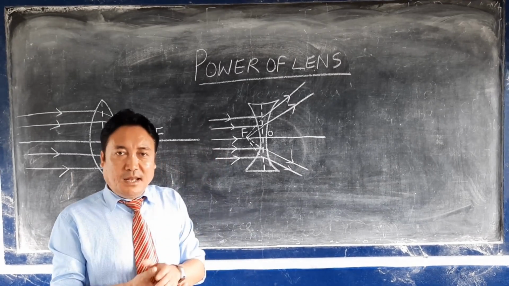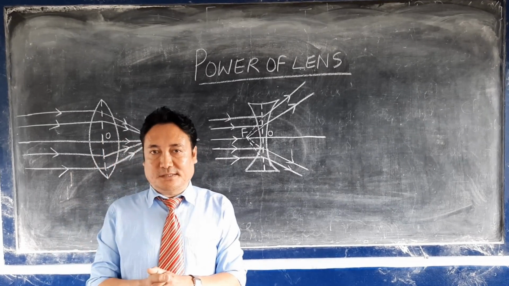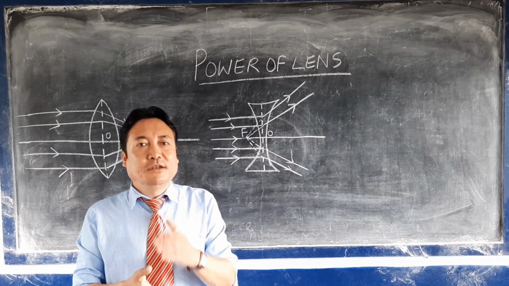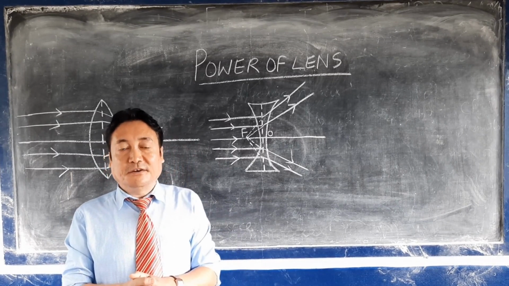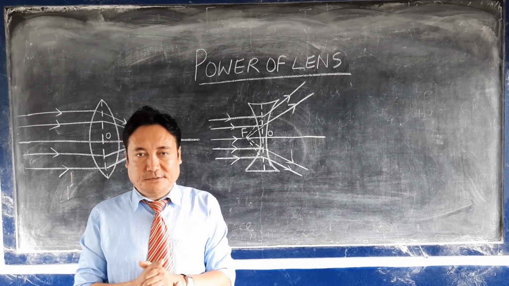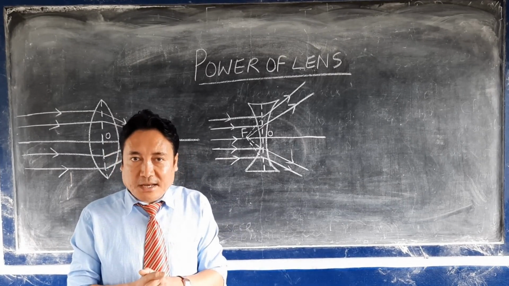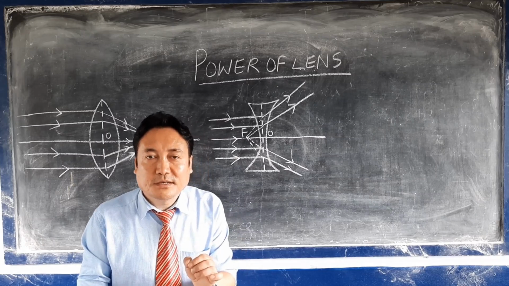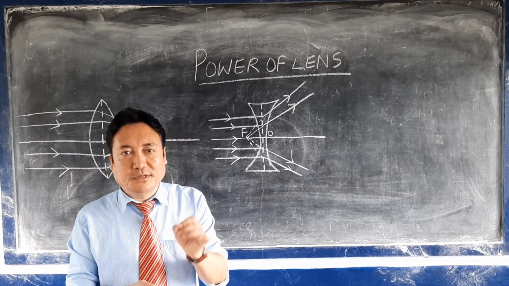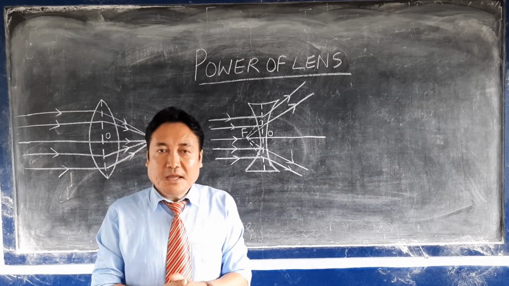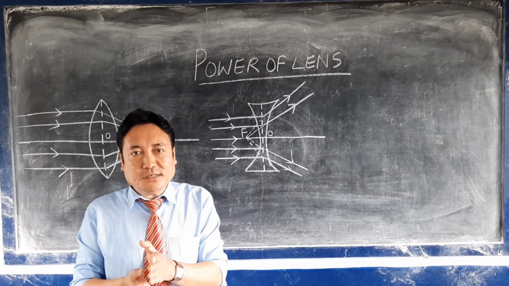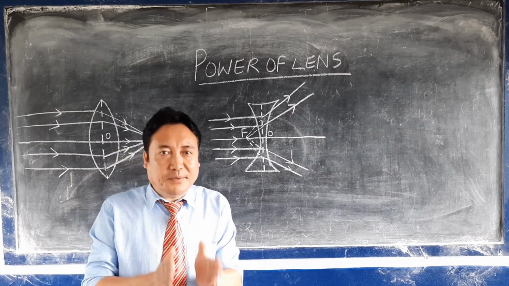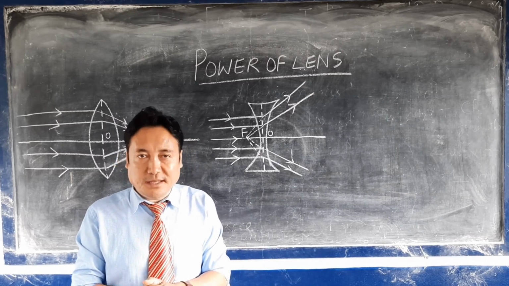Similarly, in the case of a concave lens, when a beam of light parallel to the principal axis falls on it, the refracted rays diverge, and it seems that the rays of light are coming from a point F, that is, from the focal point or the focus. The distance between the focal point and the optical center, we call it the focal length.